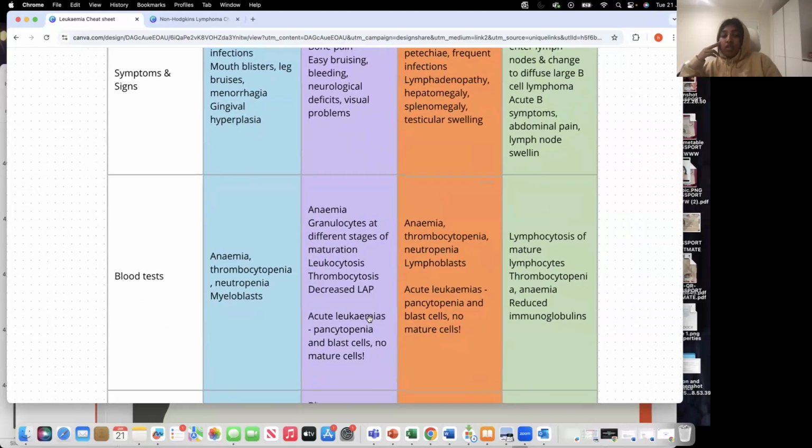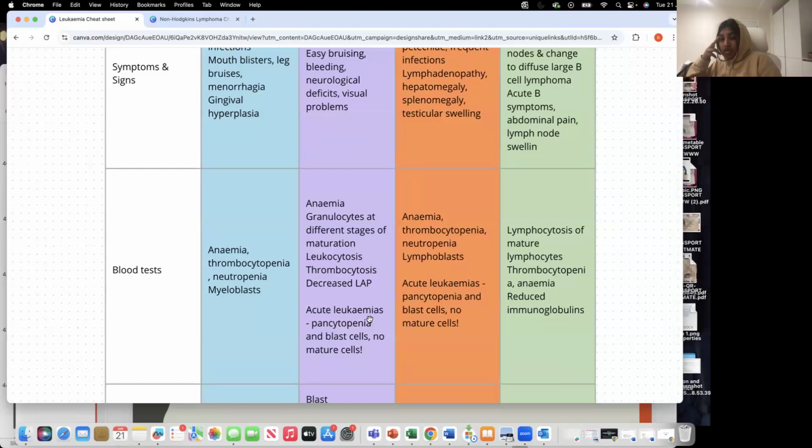So in the bloods, you will see in AML anemia, thrombocytopenia, neutropenia, and myeloblasts. Makes sense because it's a myeloblastic leukemia. So you will see myeloblasts. In CML, you can see anemia, but you'll see granulocytes at different stages of maturation.